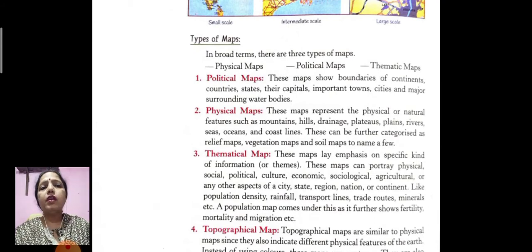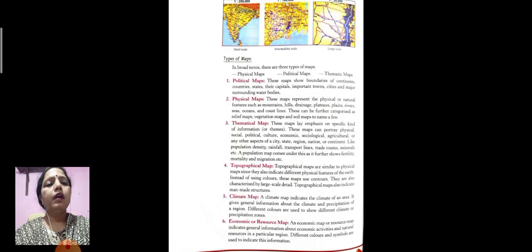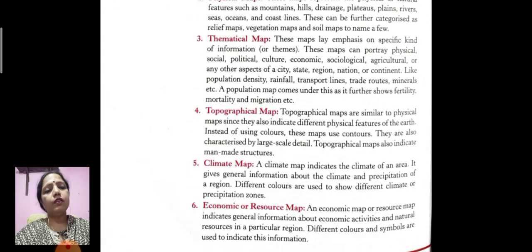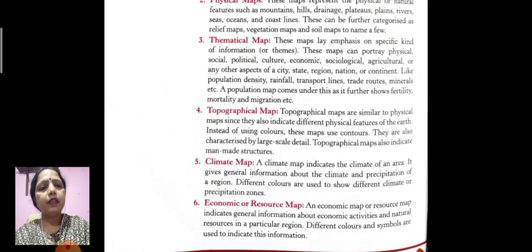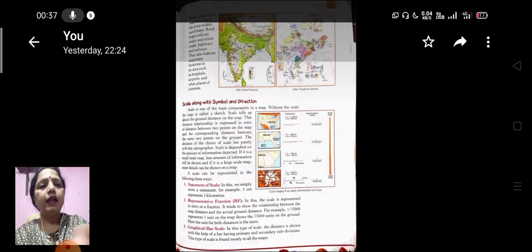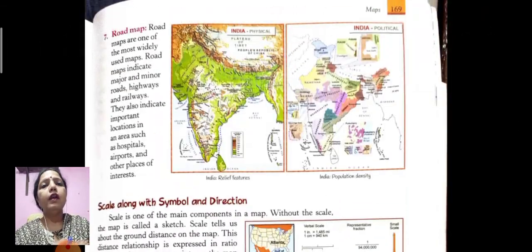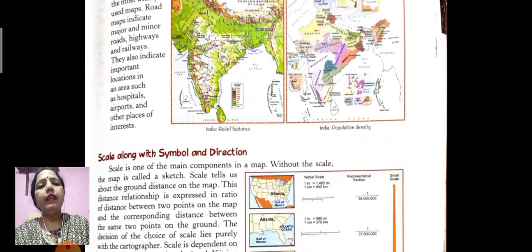Now children, we will know about the types of map. In general there are three types of map, but here we will know about approximately 7 types of map: political map, physical map, thematic map, topographical map, economic or resource map, climate map and road map.